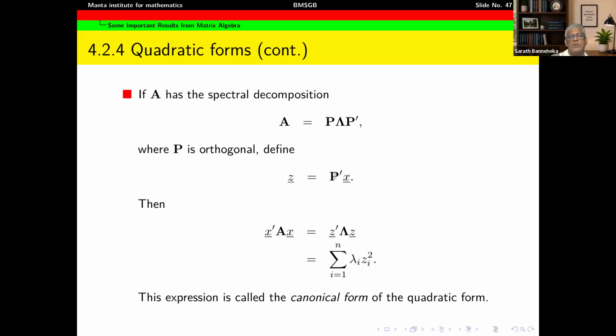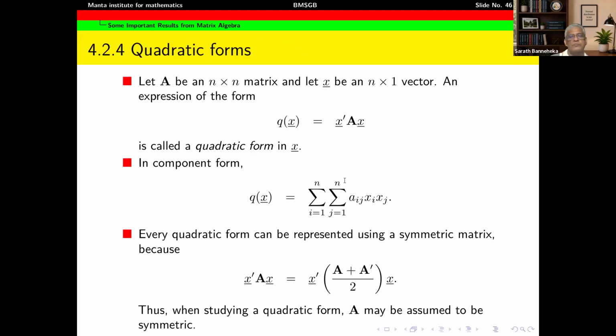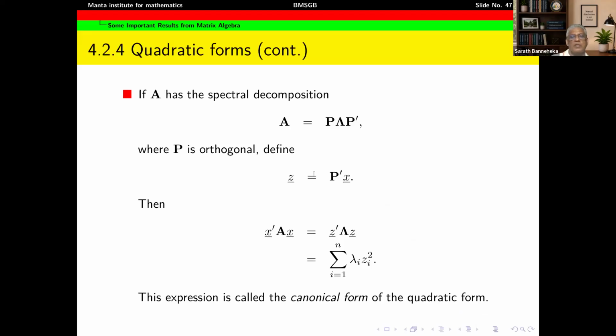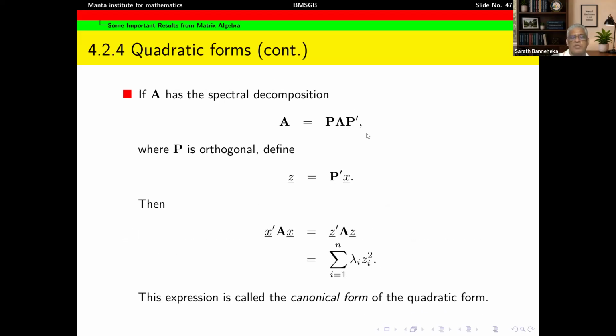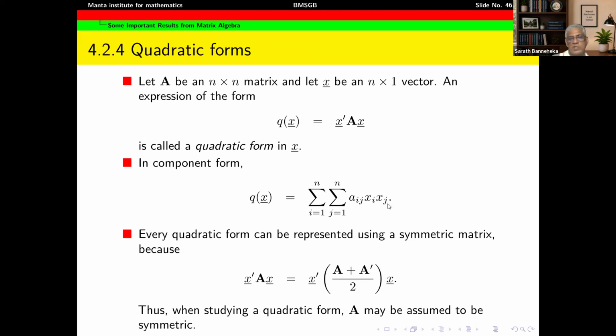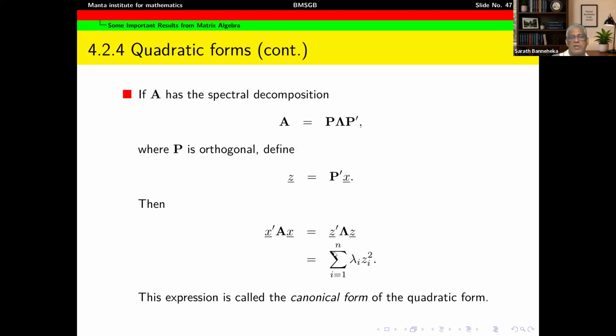So Z here is P transpose X, right? This X is the X in the original definition of the quadratic form. If you take Z to be P dash X, then you can write X transpose AX, which is the quadratic form again. So one way to write the quadratic form is like this, and the second way is this expression here, and that also can be written like this.